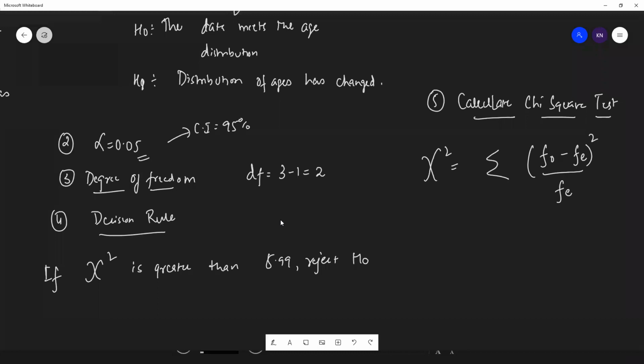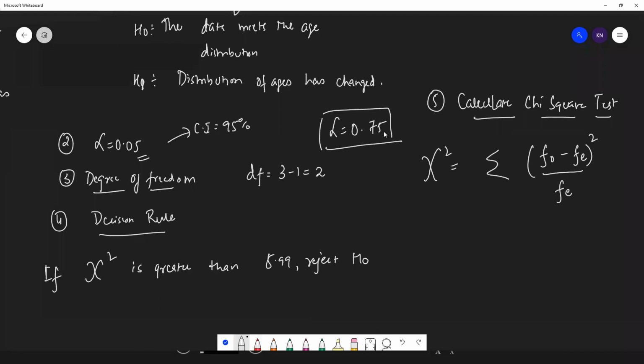Sir, can you please take one more example where we accept the null hypothesis? It's very simple. Instead of taking alpha is equal to 0.05, take alpha is equal to 0.75 and try to see. Different situation will be there.